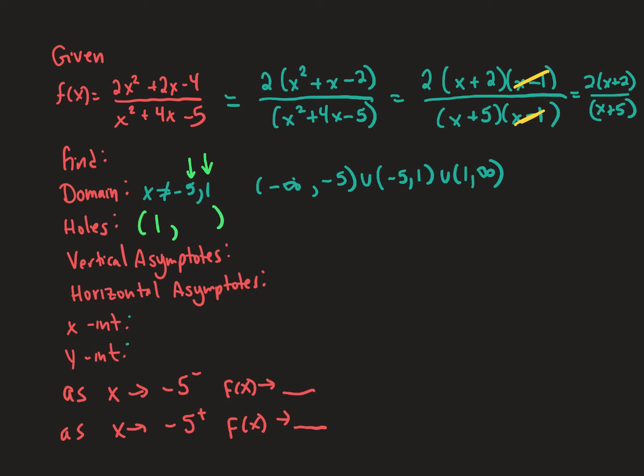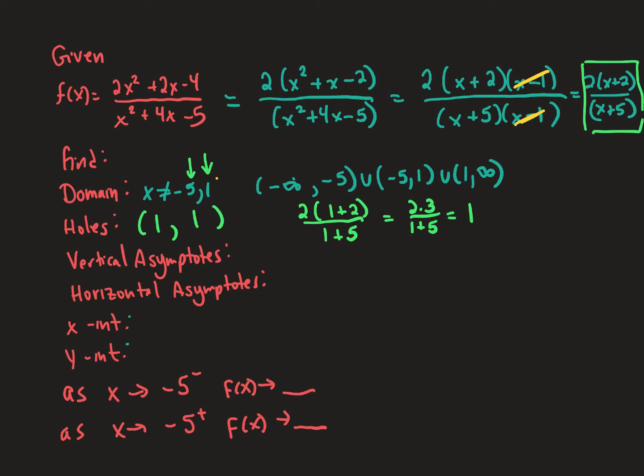Now, how do I find the y value of the hole? Well, I'm going to plug it into my now reduced function. I don't want to plug it into the original, because if I do, I'll get 0 over 0. But if I plug it into the new function, I get 2 times (1 plus 2) over (1 plus 5). So that's going to be 2 times 3 over 1 plus 5. That's going to be 6 over 6, which is just 1. So there's a hole at (1, 1).